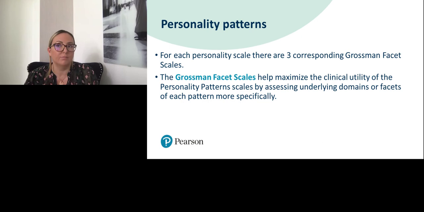And that might be, for instance, really useful in looking at aspects of functioning that are problematic, and there might be a strength in another area that's non-problematic, even if that scale is raised. So it helps you provide a really personal formulation and a really personal and individualised treatment plan. The generated profile report or the interpretive report on Q Global generally generates the Grossman-Facet scales for the highest scoring scales for you to interpret. And as I've mentioned earlier, or certainly will do shortly, the hand scoring that you can do with it, you can work these out from the hand scoring procedure as well.